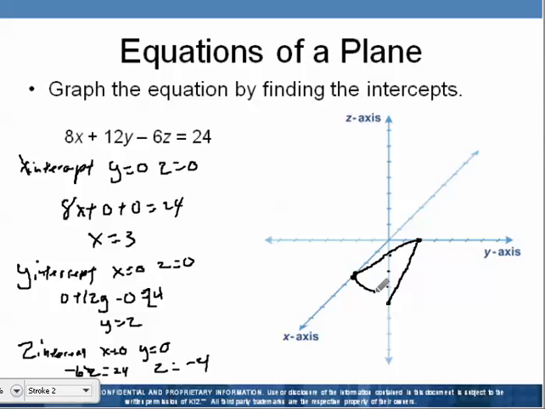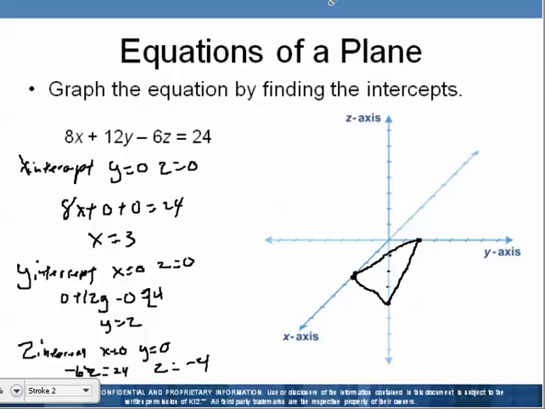And what do I got? Looks like I got a plane that kind of goes downwards to hit the axis. Now, a plane obviously goes in all directions. We're representing a plane with a three-sided figure. Why? Because we have three axes. We have a three-sided figure that goes on there.